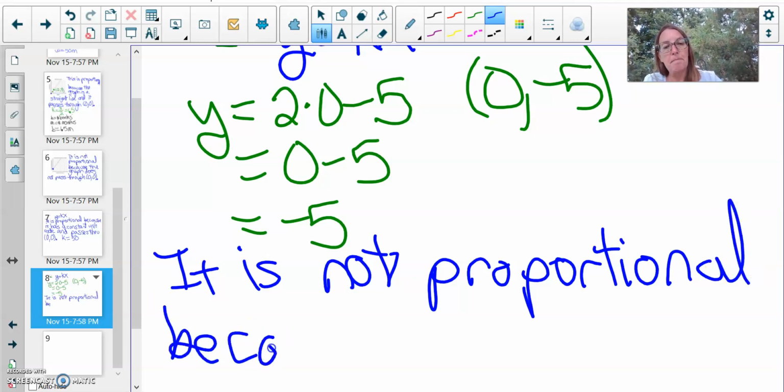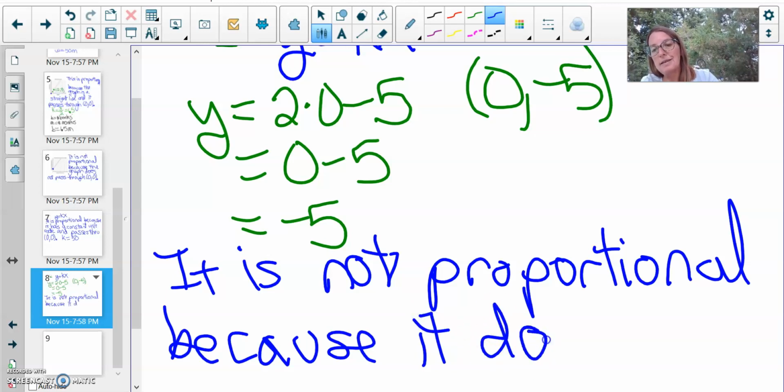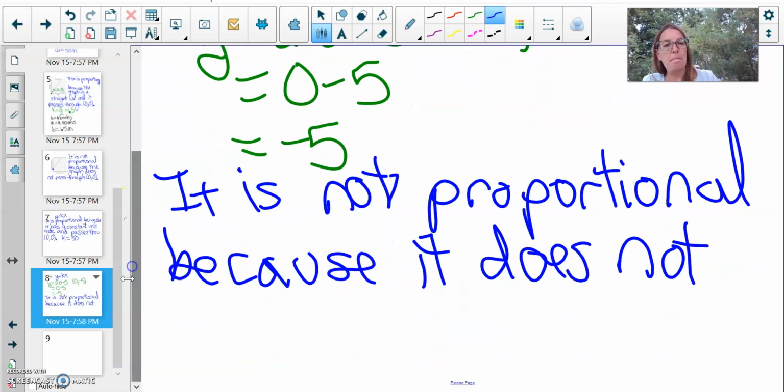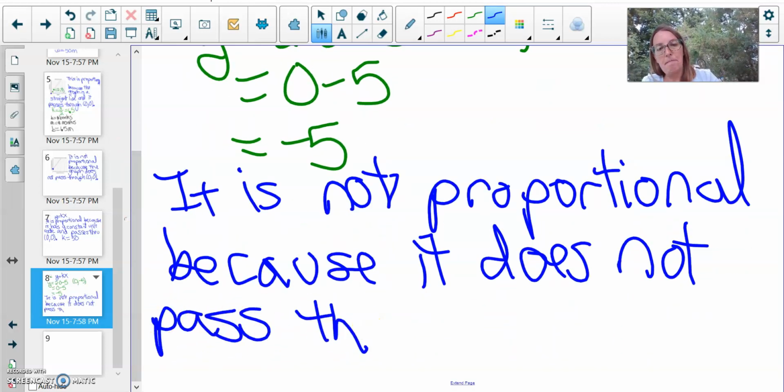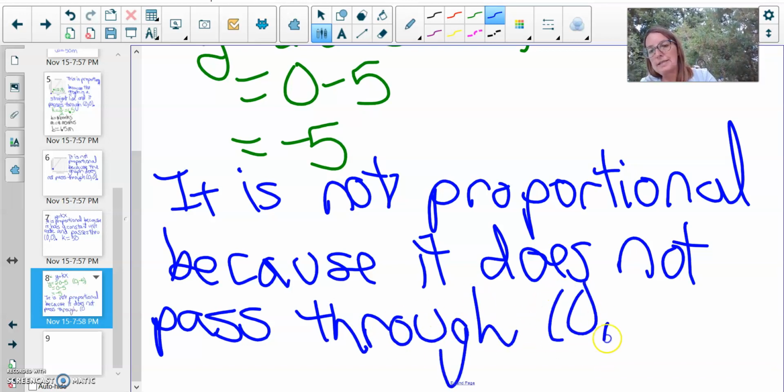Because it does not pass through the origin 0, 0.